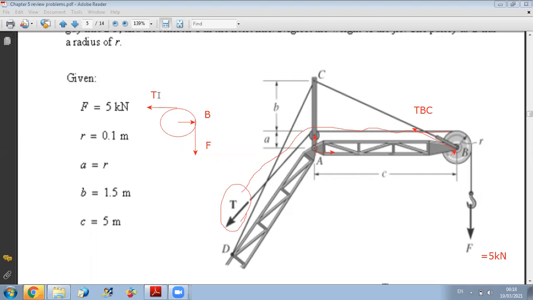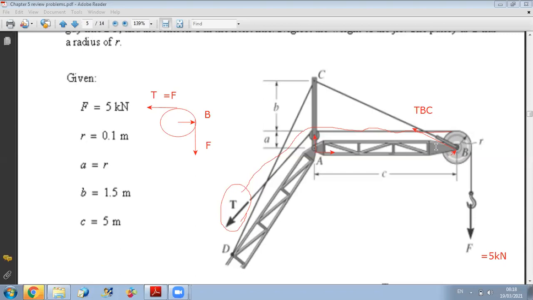Or you can also get it from the equation sum of moment about the center of the pulley equal to 0, which gives you that T equals F. So here you can directly say that they are equal since the pulley is massless and frictionless. Or you can draw the diagram and from sum of moment about the center, you can say that they are equal.